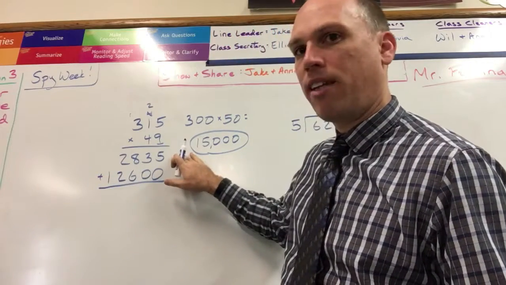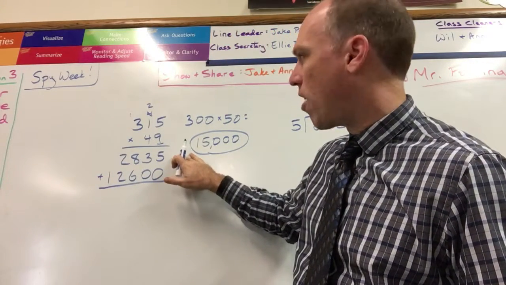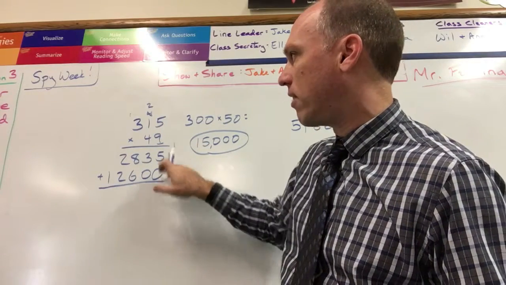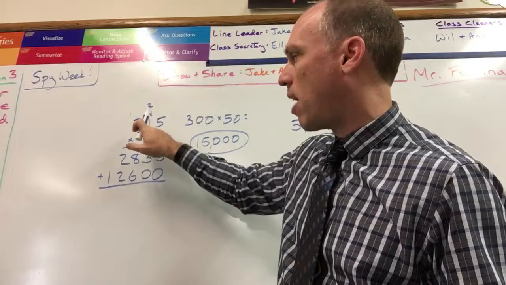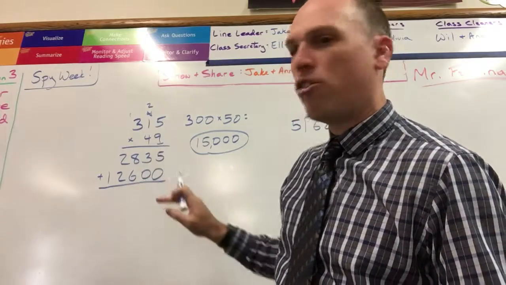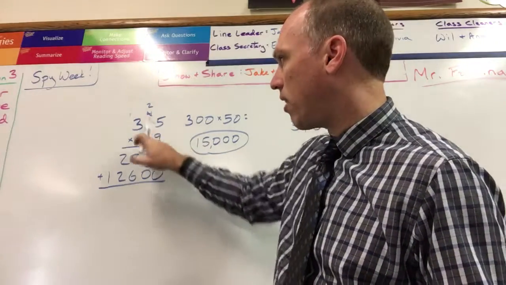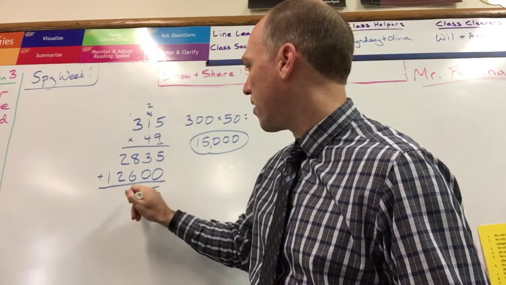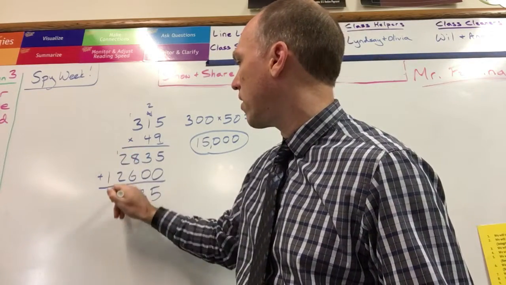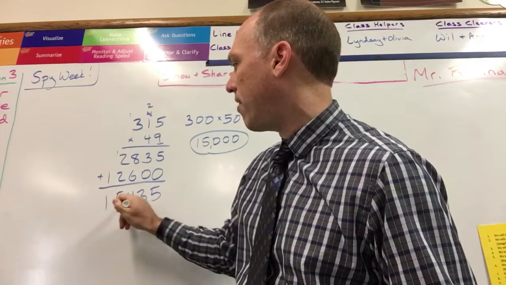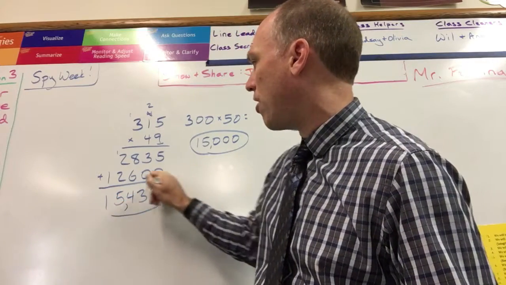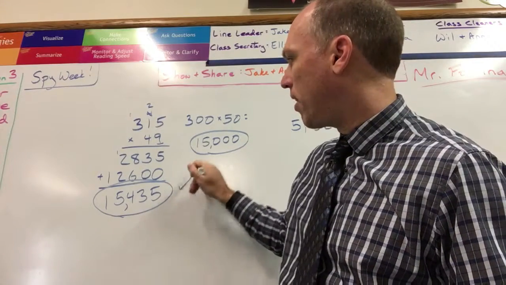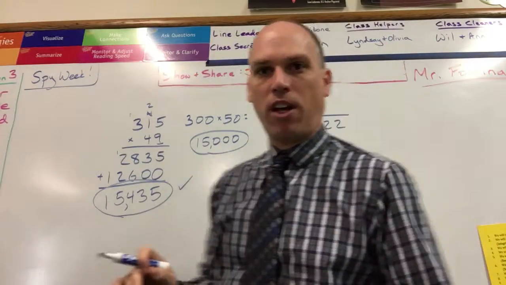And so the 2,835 comes from the 9 times 315. The 12,600 comes from 40 times 315. And then those two products added together will get us our final answer, which is 15,435. And I feel very confident about that answer because we estimated beforehand.